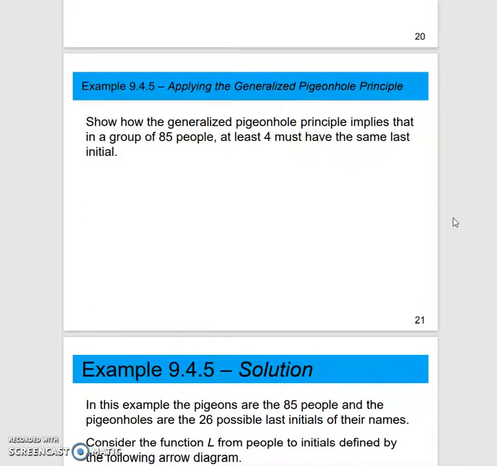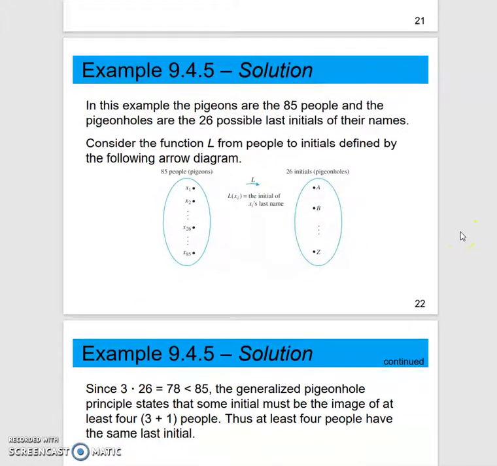All right, so let's talk about initials. I've got a group of 85 people, and at least 4 of them must have the same last initial. So how do we show that? Again, I've got 26 possibilities for that last initial. I've got 85 people over here, and those are my pigeons. My pigeonholes are the 26. Those are the actual letters that we could have, A through Z.